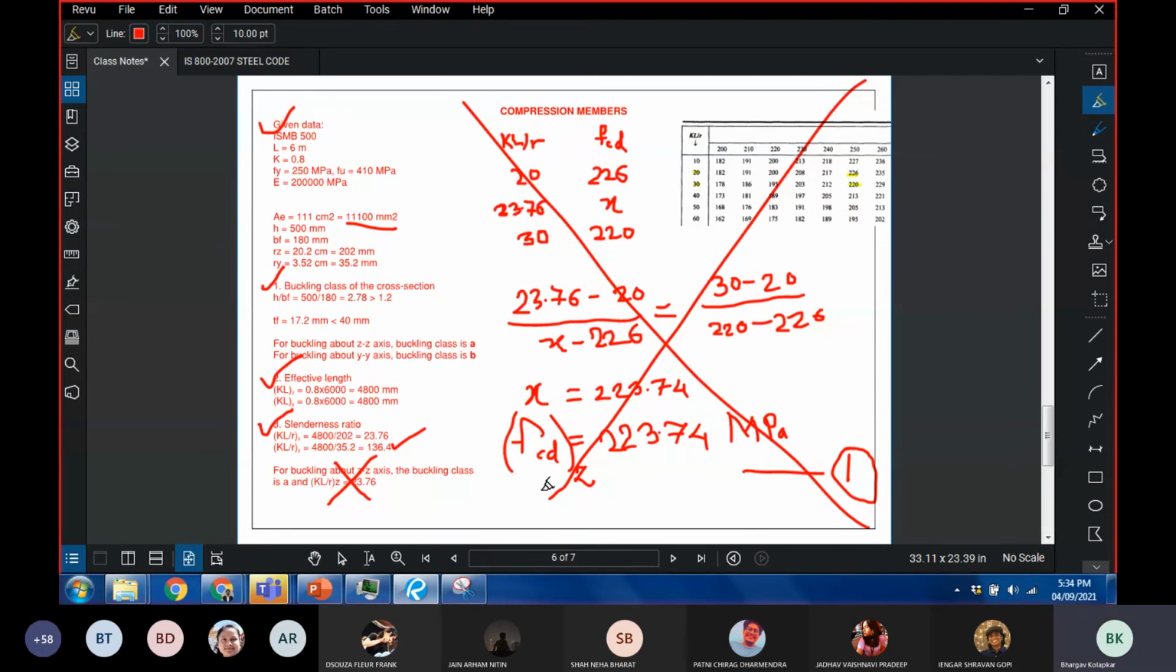Do you understand? Is there any confusion? We found out both these values just because we wanted to understand how different these values really are, or how much easier it is to buckle about the minor axis as compared to that about the major axis.